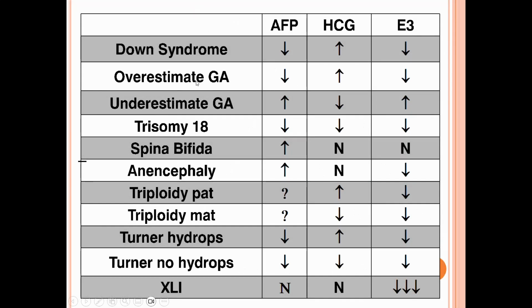So you can see here, this is the chart. Down syndrome, AFP is reduced, beta HCG increased, serum estriol level is reduced. In trisomy 18, AFP is reduced, HCG is reduced, and serum estriol is also reduced. In spina bifida, AFP level will be increased more than the normal, but HCG and serum estriol level will be normal. So all these are different conditions where you will be seeing the level of triple marker.